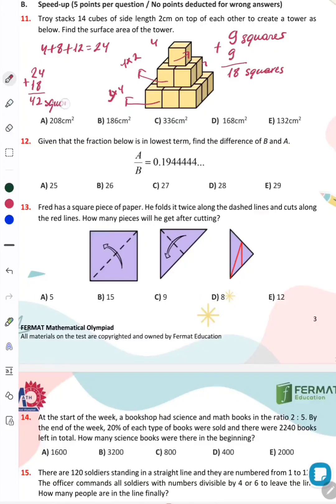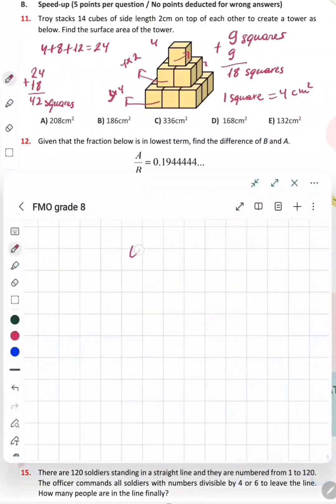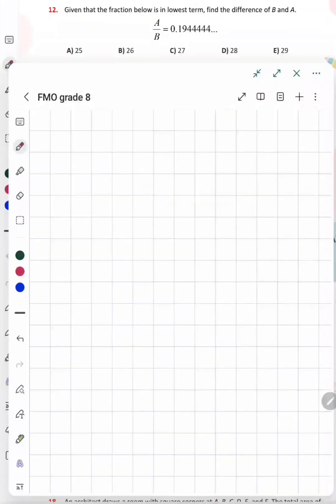Each square has a side of 2 centimeters. So the area of the square is 4 centimeters squared. Now we have to multiply 42 by 4 to get the final answer. So 168, D will be the correct answer.